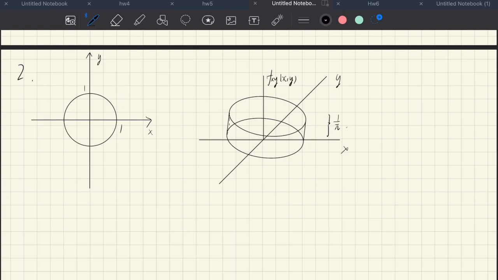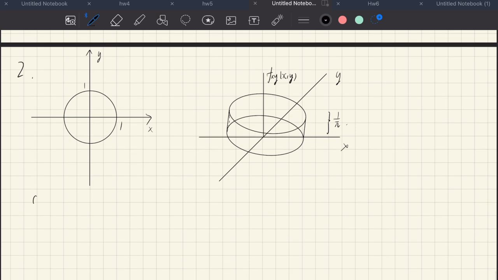For question 2, we know the density function of XY equals b. Question A asks us to find b so that the function above is a valid joint density function. It is a valid joint density function, so the integral of f(x,y) should be equal to 1.